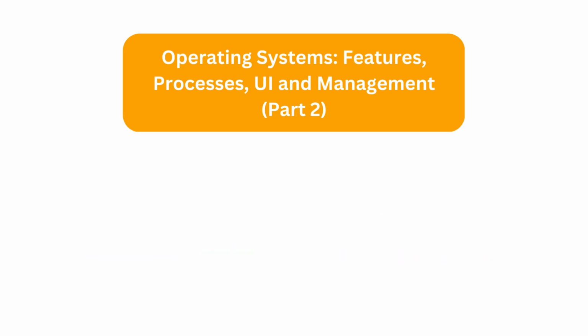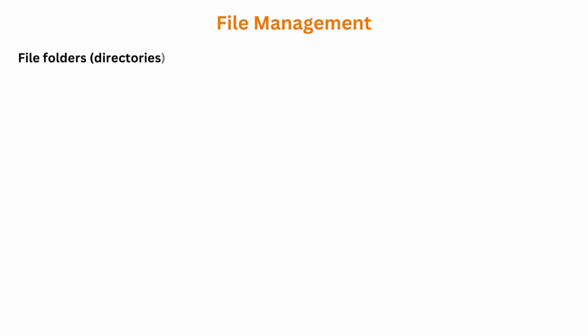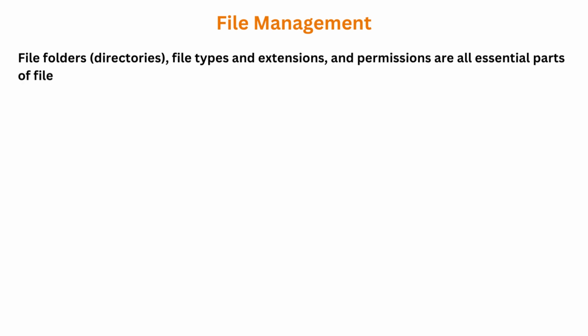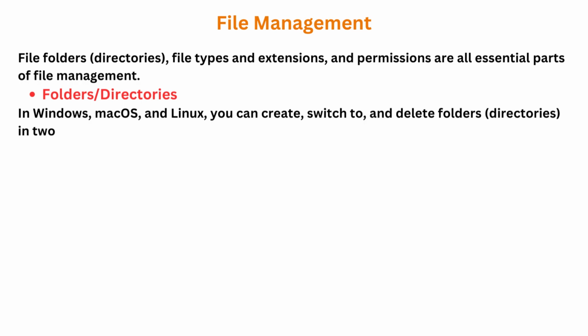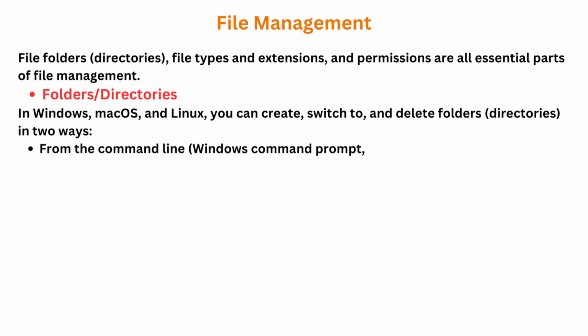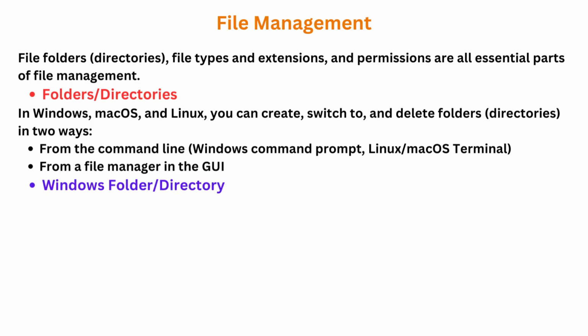File management. File folders, directories, file types and extensions, and permissions are all essential parts of file management. Folders, directories. In Windows, macOS, and Linux, you can create, switch to, and delete folders, directories, in two ways. From the command line, Windows command prompt, Linux macOS terminal. From a file manager in the GUI.